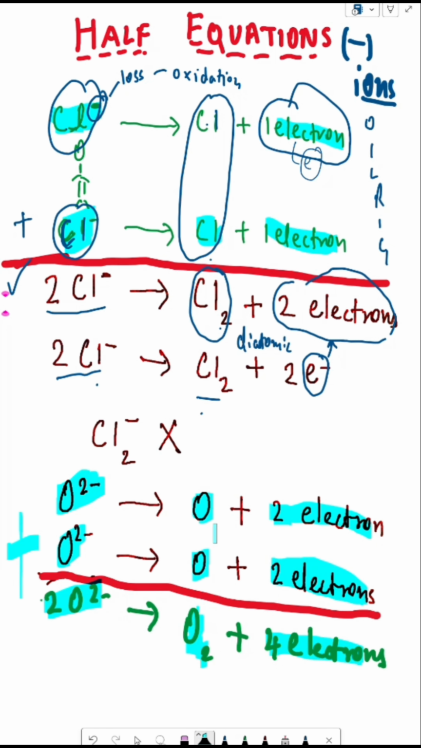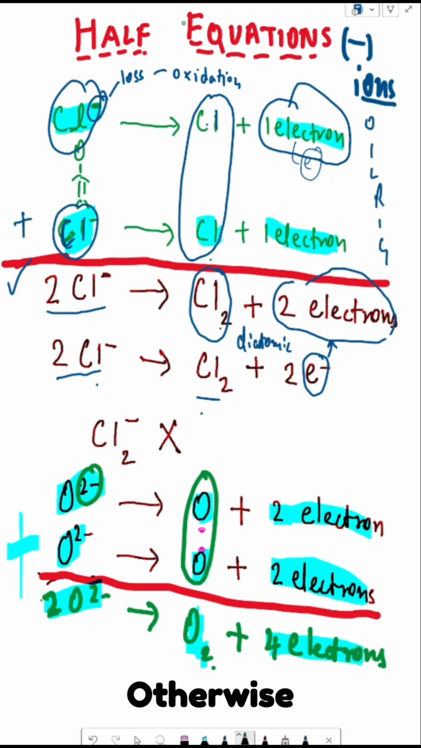Now remember, you have got these two making O2, which is a diatomic molecule, but the ions cannot be diatomic. You will have to write a big 2 next to the ion. Okay, ask me a question if you have any. Otherwise, I hope this is making sense.